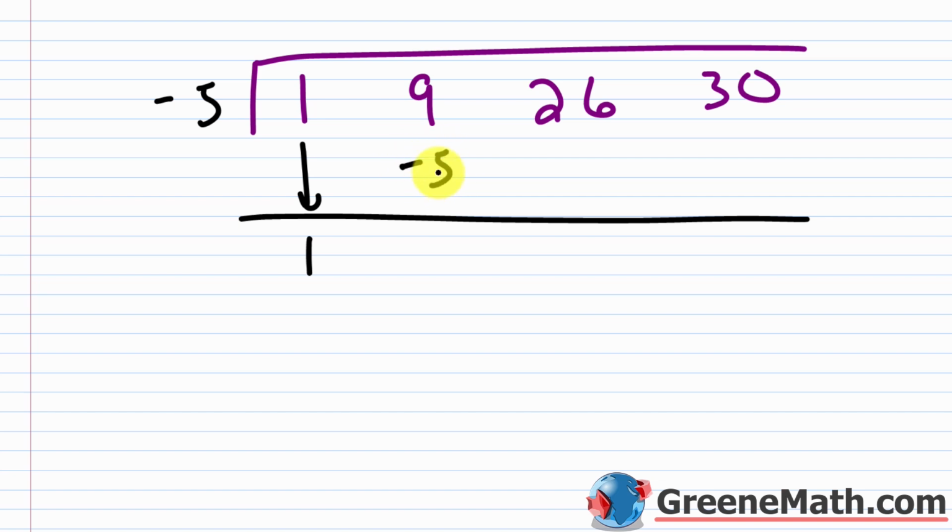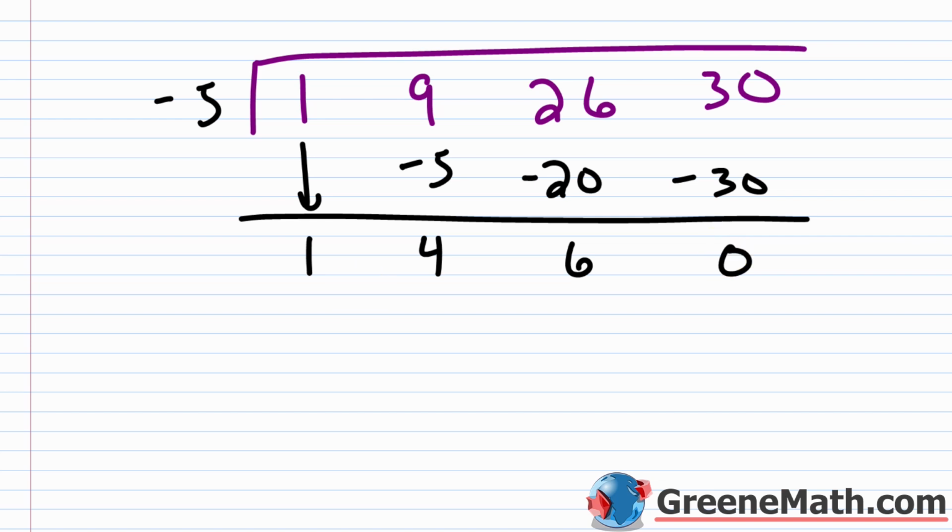And then I'm just going to add. So 9 plus -5, or 9 minus 5, however you want to do that, is going to be 4. Then you're going to do -5 times 4. That's -20. 26 minus 20 is 6. -5 times 6 is going to be -30. 30 minus 30 is 0. Now, these numbers down here in what I'd call our answer row represent coefficients for the quotient, okay? So how do we interpret this?